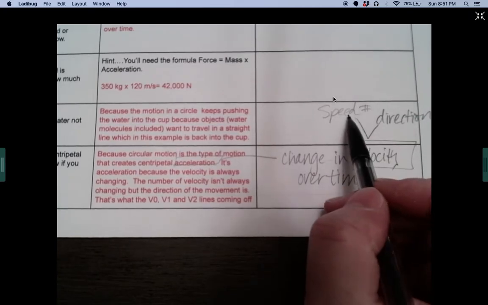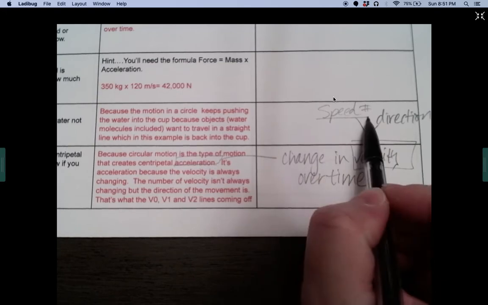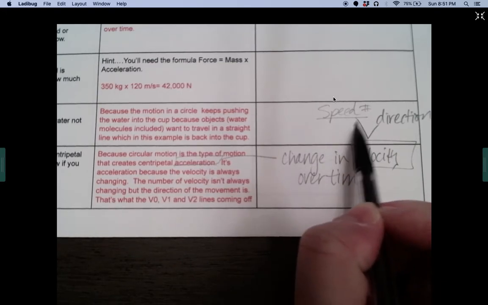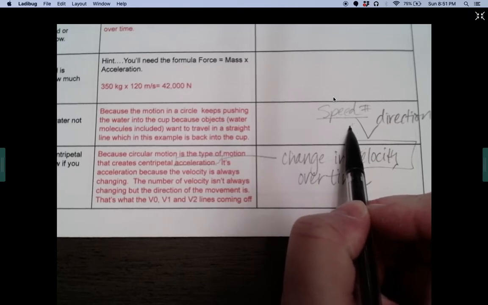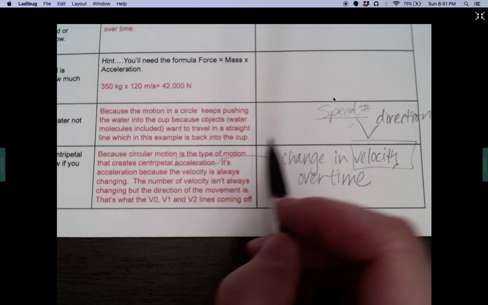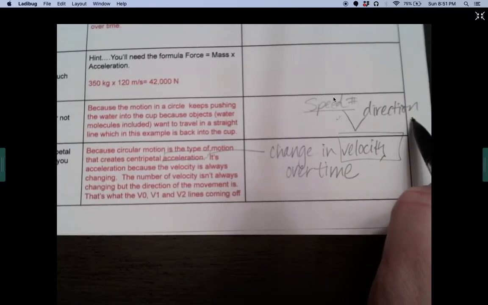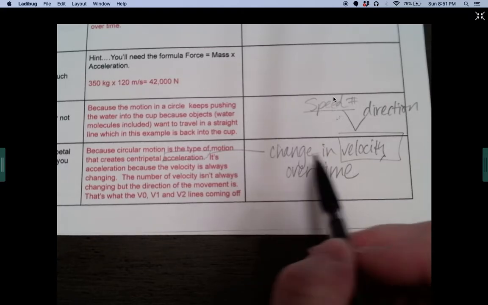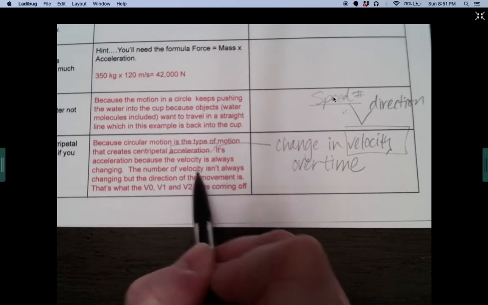Now, I could be going at the exact same speed the entire time. Maybe I'm going 100 meters per second. That speed could stay precisely the same for hours and hours. But what is going to change when I am traveling in a circle is the direction that the object is going, and I'll show you that in just a second with the picture.